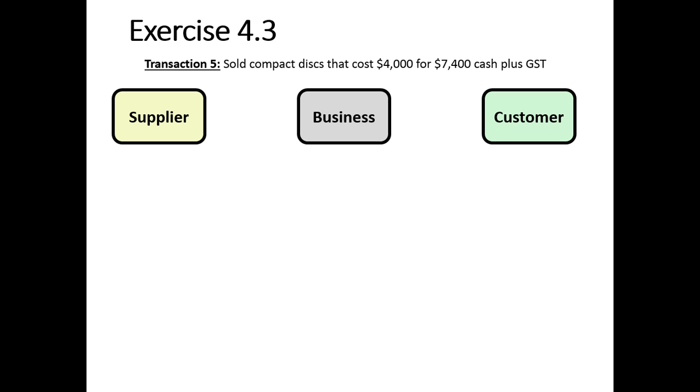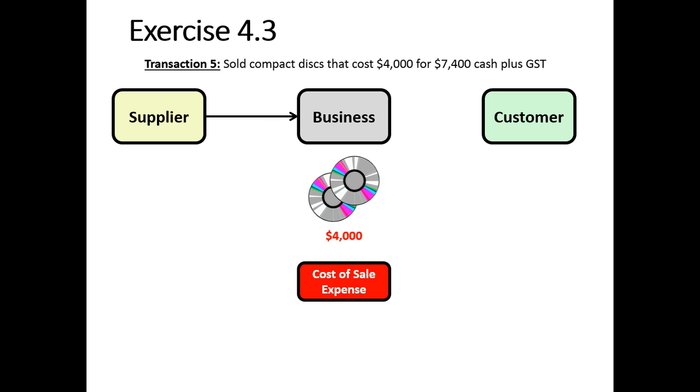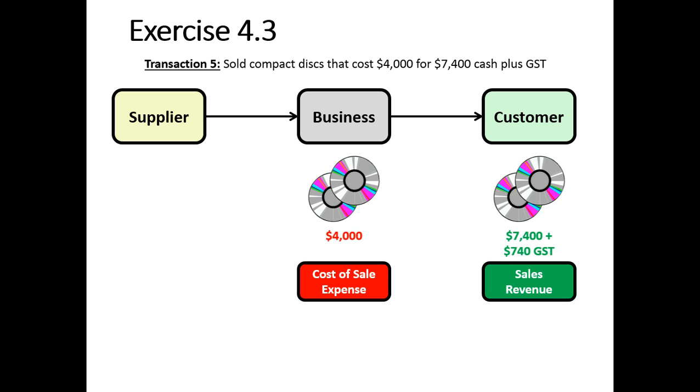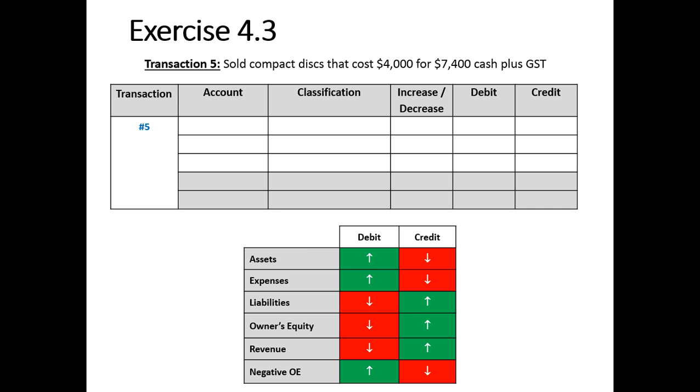Looking at transaction 5, we sold discs that had cost us $4,000 for $7,400 cash plus GST. So the transaction is, we bought this stock from the supplier for $4,000. That's called a cost of sale expense. We then sell them for $7,400 plus GST. That'll be our sales revenue. So we're going to deal with the two mini transactions in one transaction. So we'll start off with the sale amount.